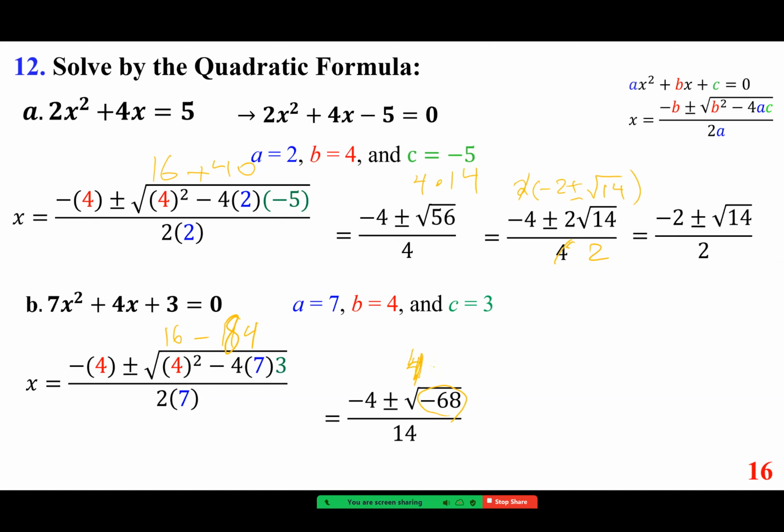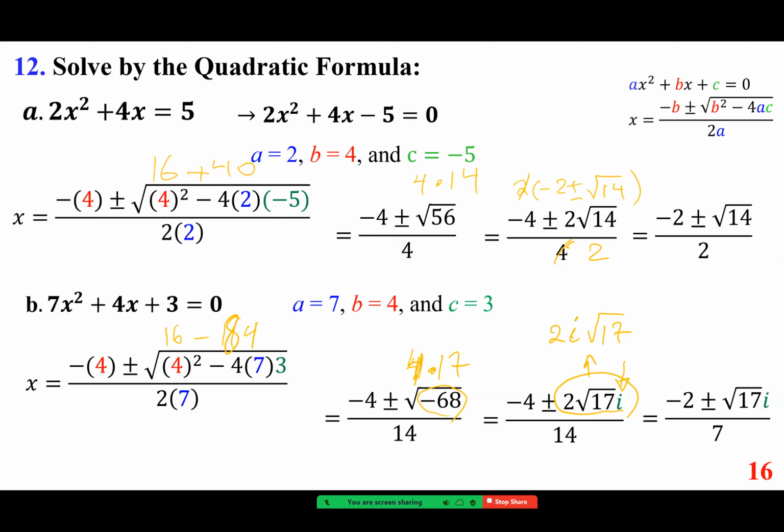It's 4 times 17. 4 comes out as 2, 17 remains, and for a negative sign under the radical, we change it to i outside. It's important to notice this is outside. And sometimes they write this as 2i square root of 17, in many texts they do, to make sure i is out. And now you can factor the 2 out from the top, and the bottom becomes minus 2 plus minus the square root of 17 i over 7.